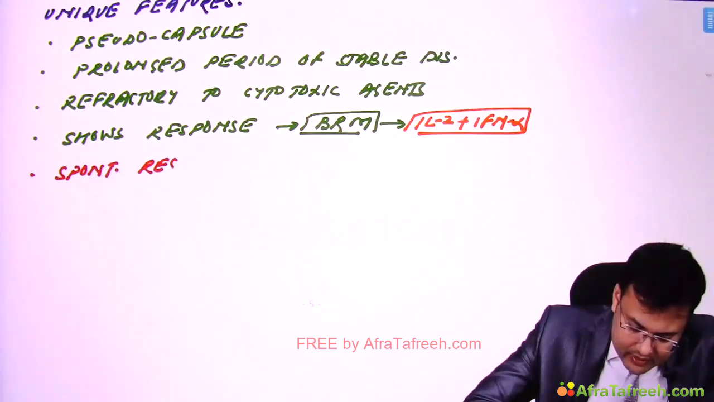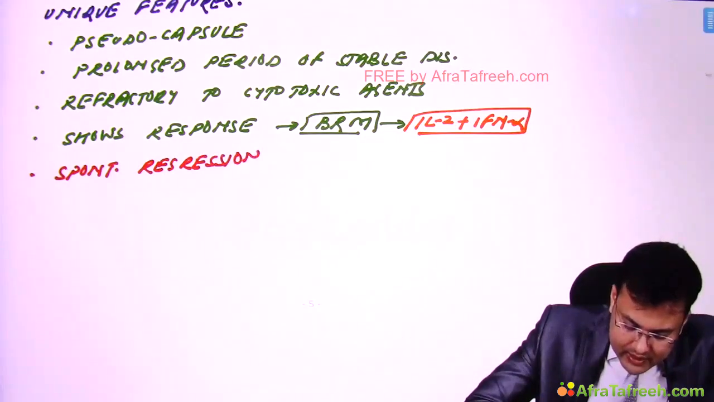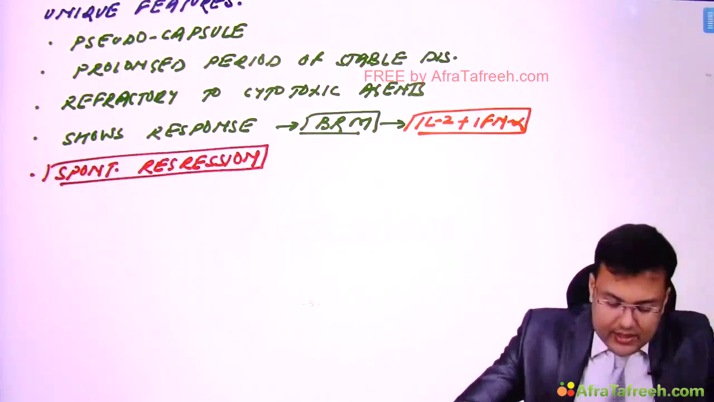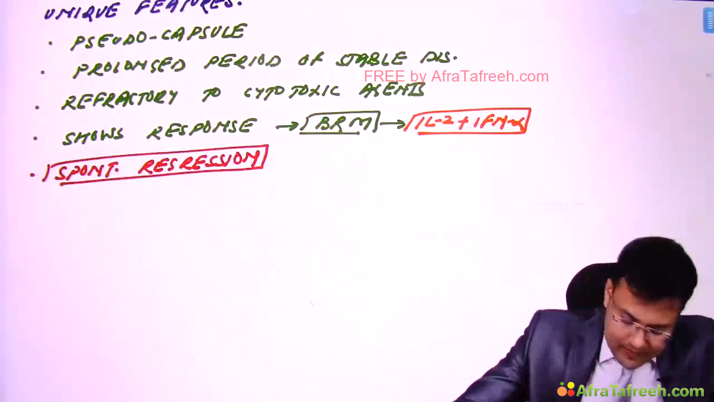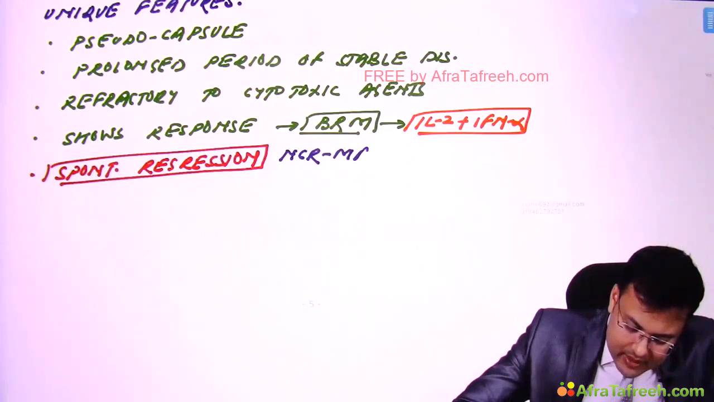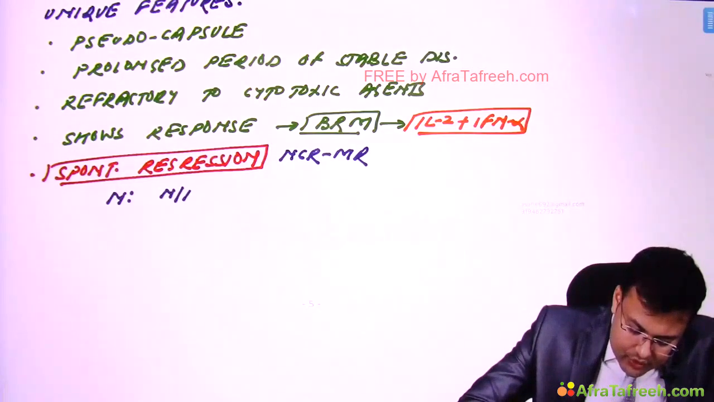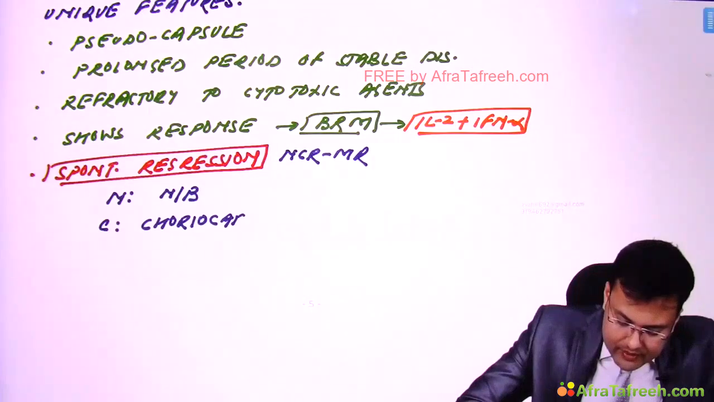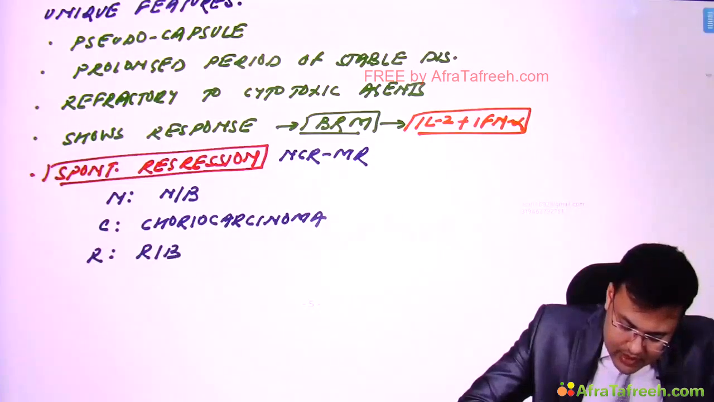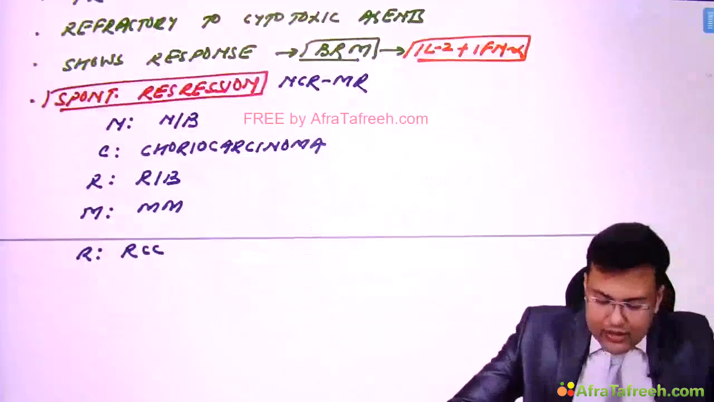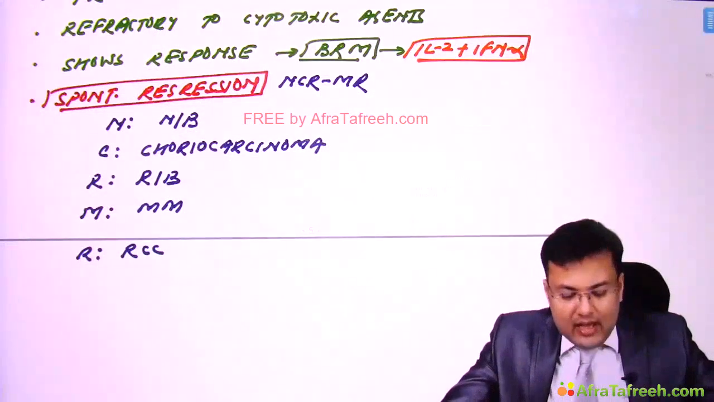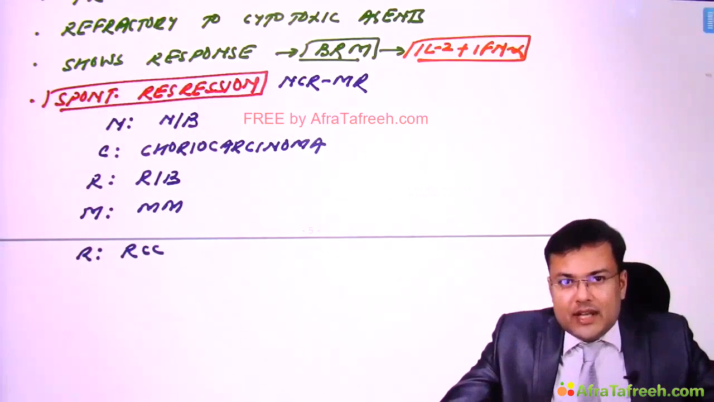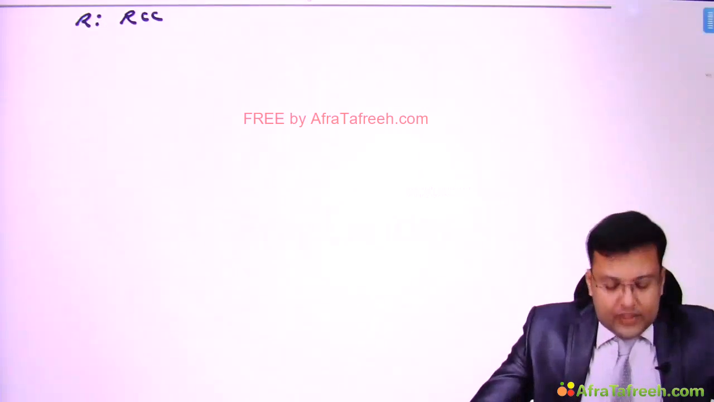Spontaneous regression is seen. And this is the favorite question of PGI Chandigarh, that what are the tumors in which spontaneous regression is seen, and the mnemonic is NCR-MR. So N means neuroblastoma, C means choriocarcinoma, R means retinoblastoma, M means malignant melanoma, R means RCC. So these are the 5 tumors in which spontaneous regression is seen, and this is frequently asked in PGI Chandigarh.